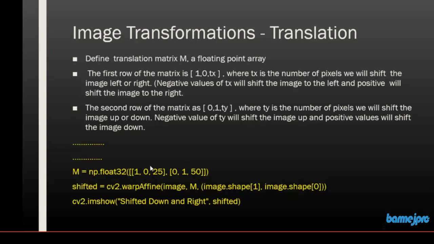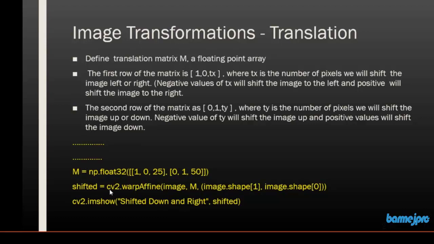So the first row will have the values 1, 0, then tx, which is the number of pixels we need to shift the image on the x-axis, that is, to the left or right. If it's a positive value, it will shift the image to the right, and if it's a negative value, it will shift the image to the left. In the second row, we have a similar matrix which takes the ty value, which is the number of pixels we need to shift the image up or down. Negative values will shift the image up and positive values will shift the image down.